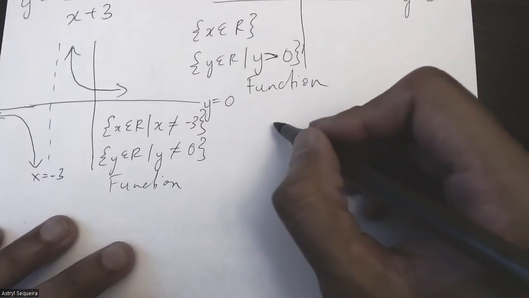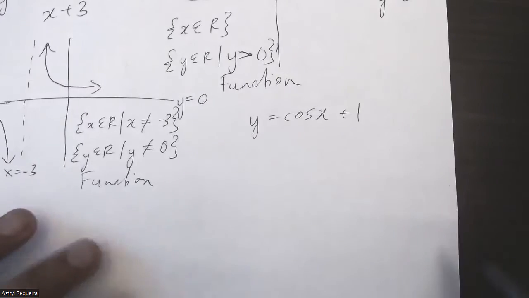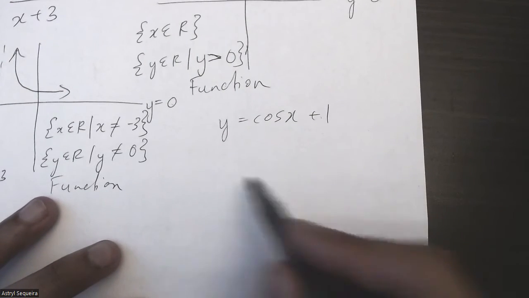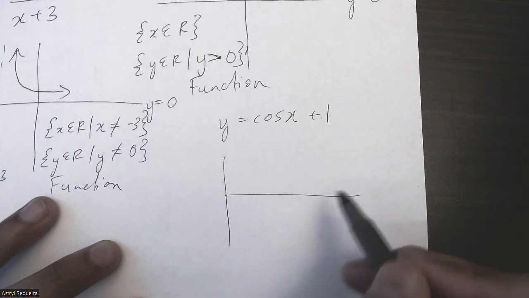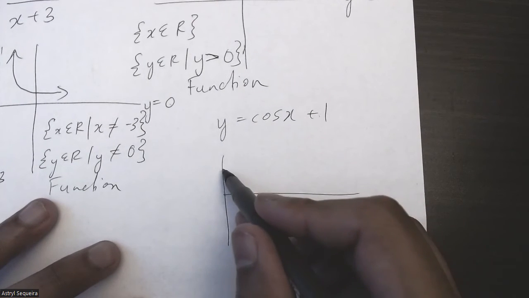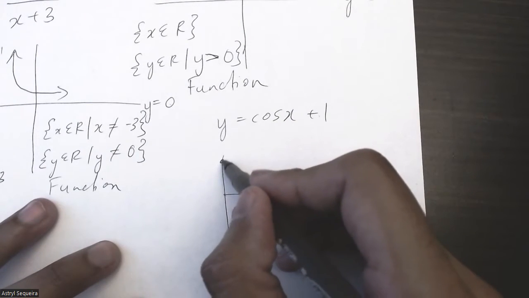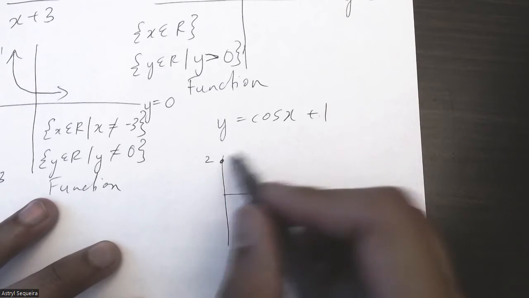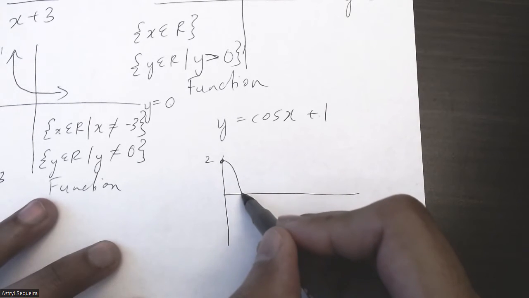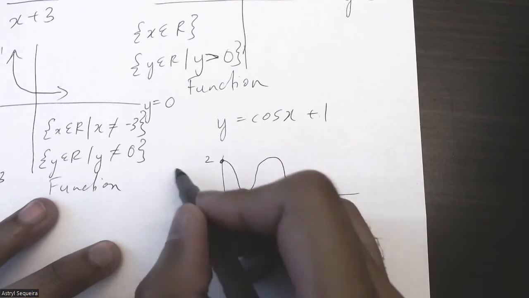Right, next one is a trig equation, y equals cos x plus 1. So this is just a regular cos function that's shifted up by 1 unit. Let's draw it like this. The cos graph normally starts at the max, which is 1, but since it's shifted up by 1, it's going to start at 2. Usually it goes to the min, which is negative 1, but shifted up by 1, so it's going to go to 0. And it's going to repeat forever in both directions.